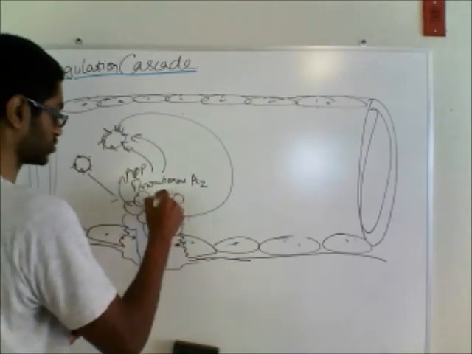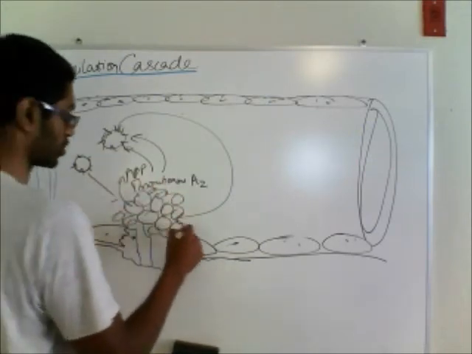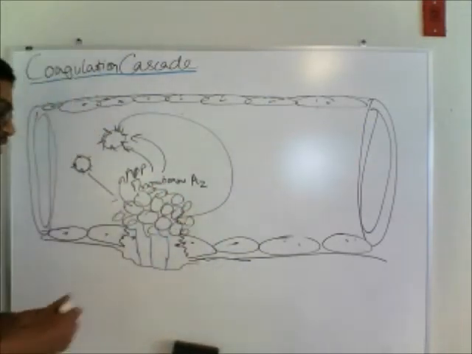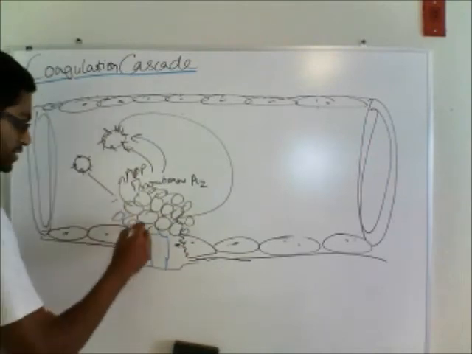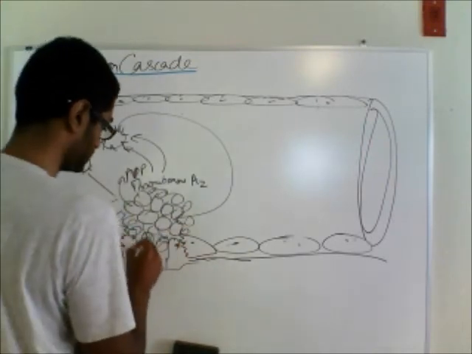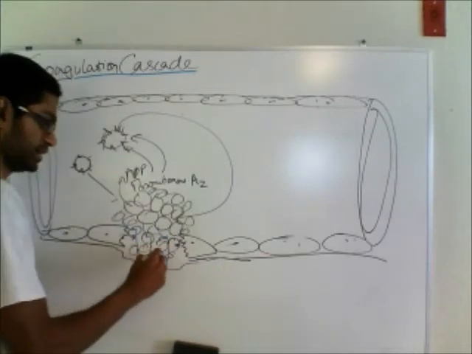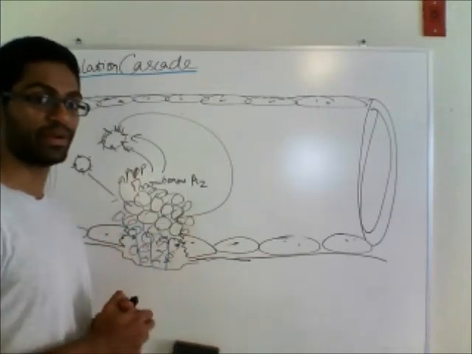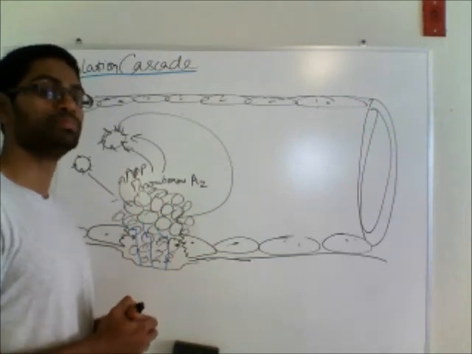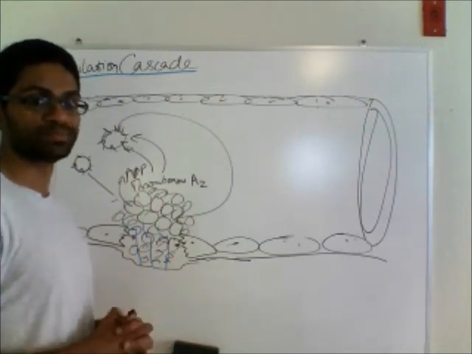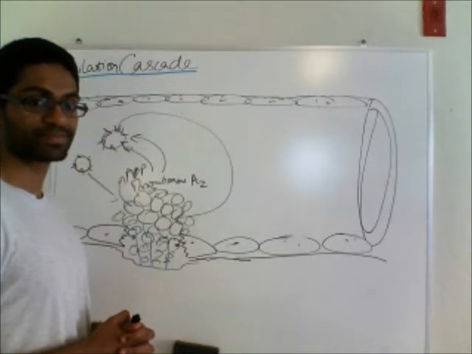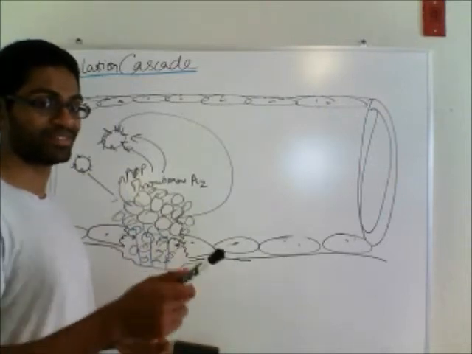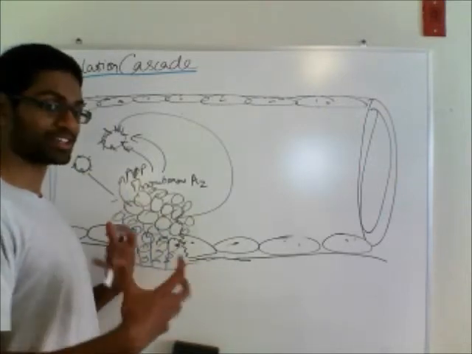And so there's going to be this huge cascade. They're all going to start aggregating, and you're going to have this huge plug right here. But guess what? This plug is not that tight. It's basically a bunch of platelets all aggregated together. Basically there is no glue. And what is the glue? Exactly, fibrin.